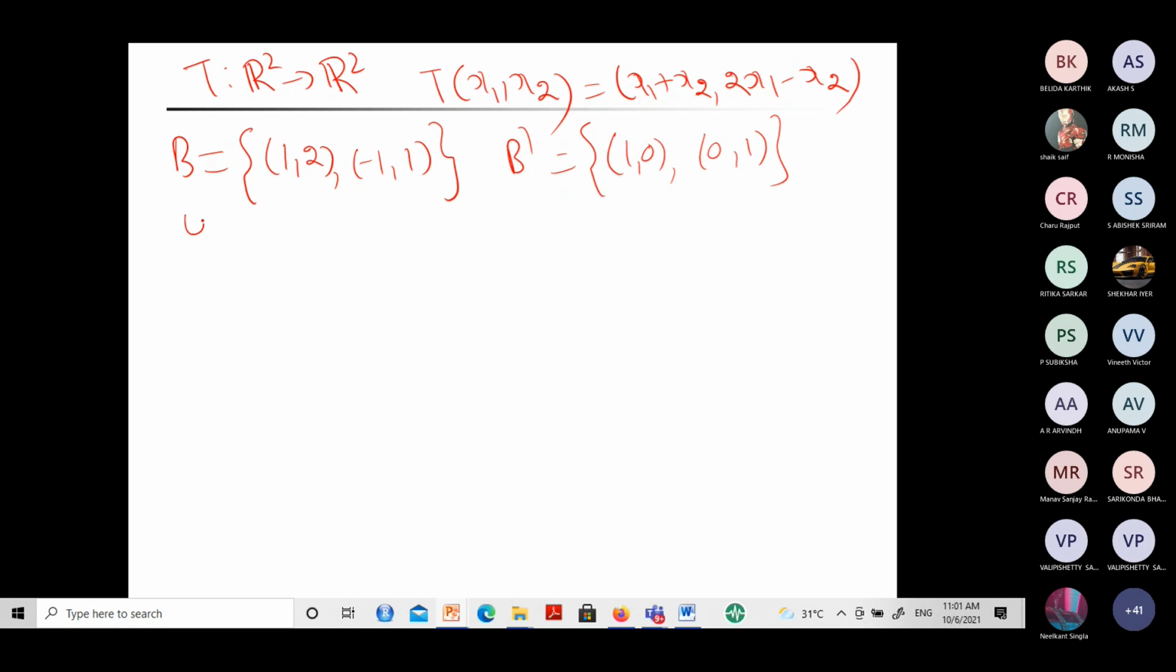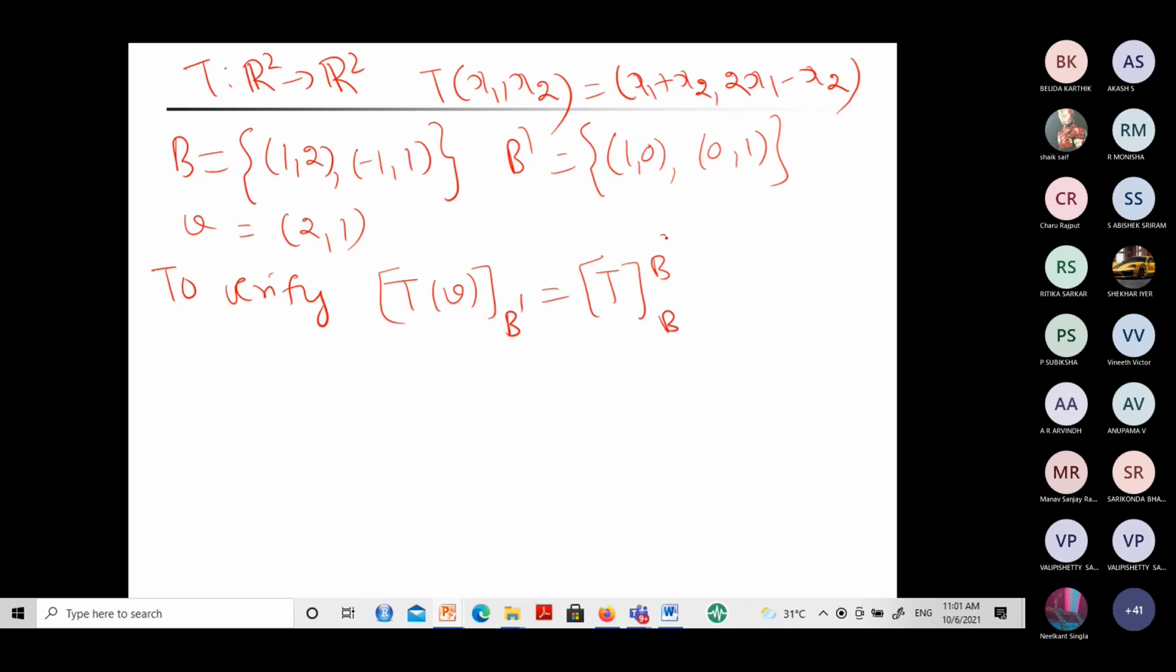So there is one more vector given. What is v? (2,1). What I need to verify is that the coordinate vector of T of v with respect to B dash is equal to T from B to B dash into v with respect to B. This I need to verify. So first, shall we find this matrix first, T from B to B dash? Let me start with this.